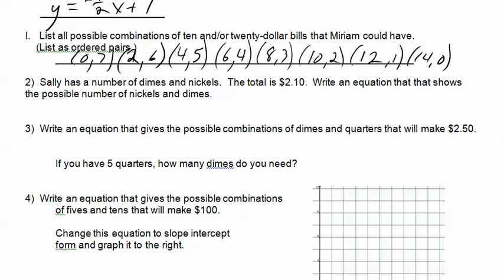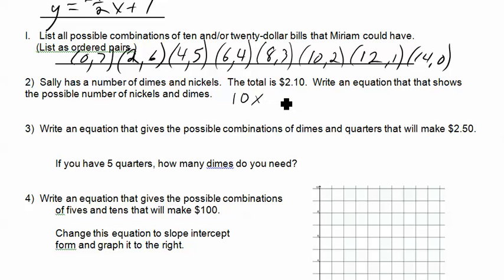So Sally has a number of dimes and nickels. The total is $202.10. Write an equation that shows the possible numbers of nickels and dimes. So we're going to say we have dimes and nickels. So I'm going to do a dime is worth 10 cents. And I'm going to use cents instead of parts of a dollar, so I don't have to use decimals. So I'm going to say X is dimes.